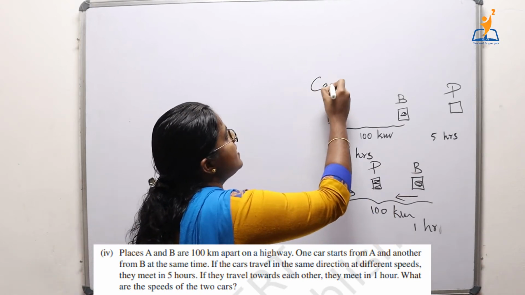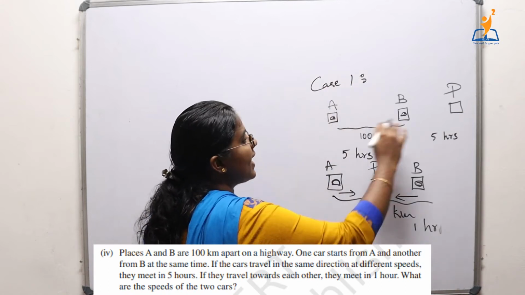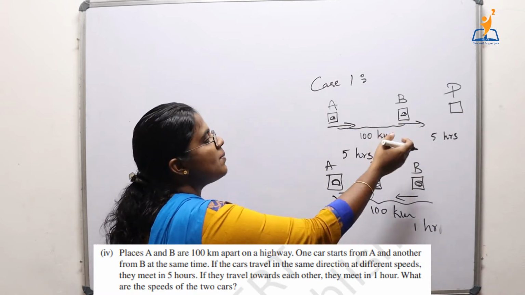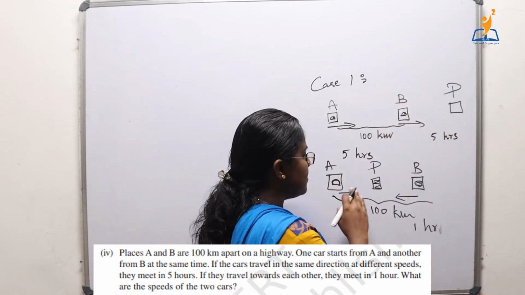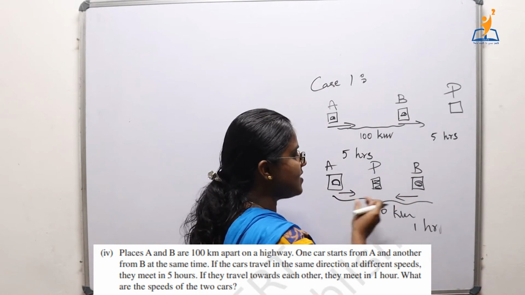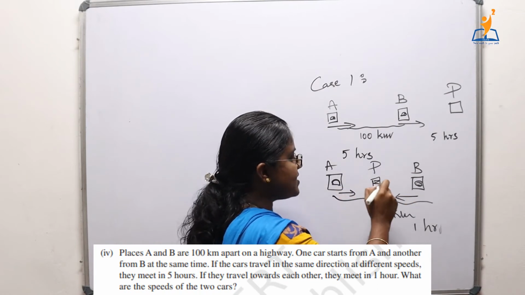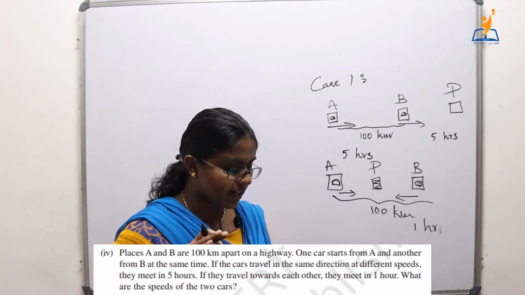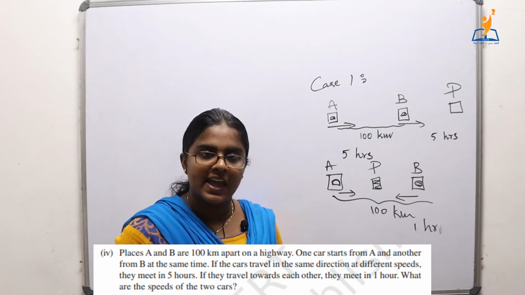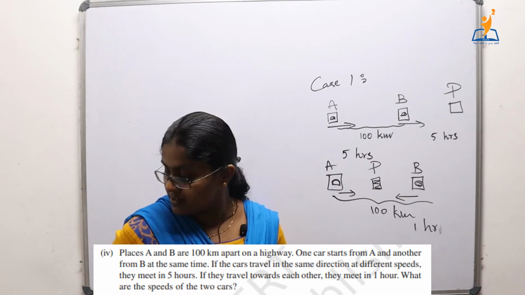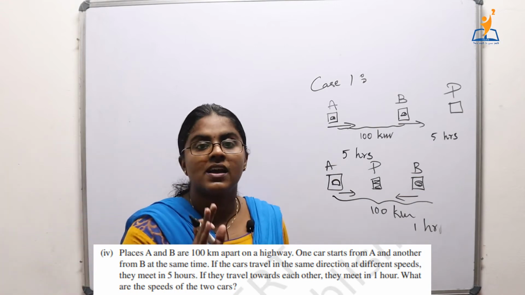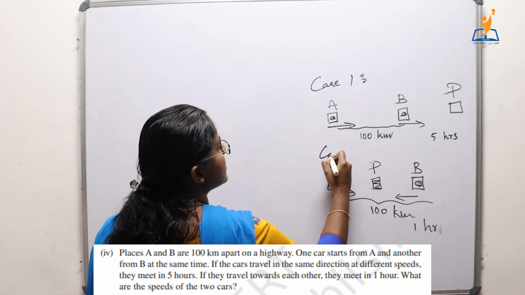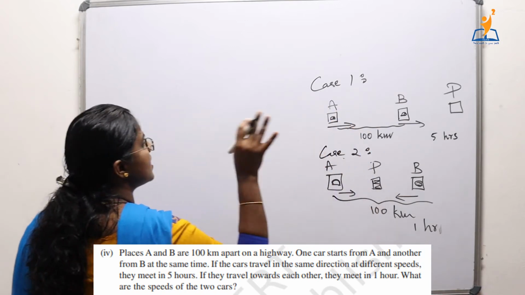So case 1 is, they are traveling in the same direction. This car in this direction, this car in this direction, and they meet at a point in 5 hours. Now the second condition is, both the cars move towards each other and they meet at a point in 1 hour. Now what is asked to find is, what are the speeds of the two cars? They have given that the two cars have different speeds. So this was our case 1 and this is our case 2, which means the two conditions given.